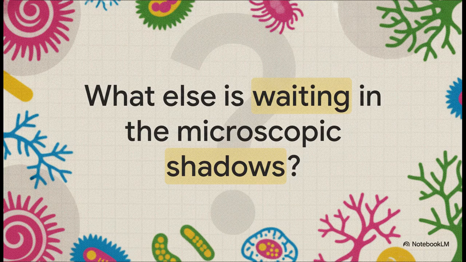If just a simple dye can reveal the hidden, complex architecture of disease, what else is lurking out there in the microscopic shadows, just waiting for the exact right color to bring it into the light?